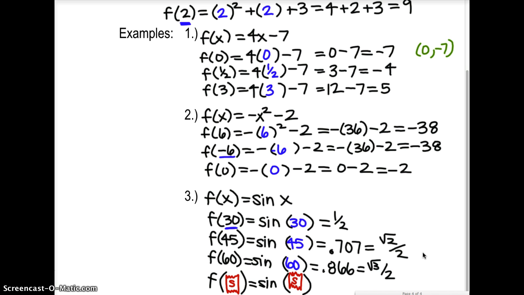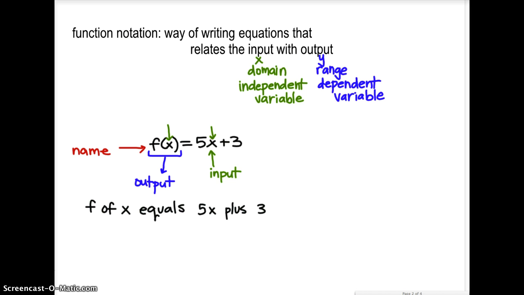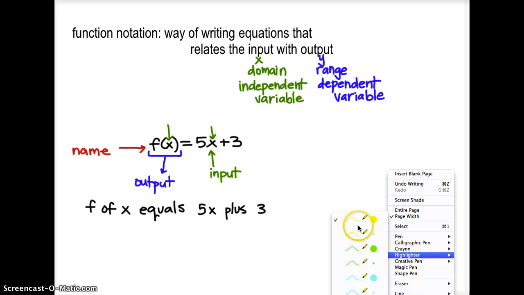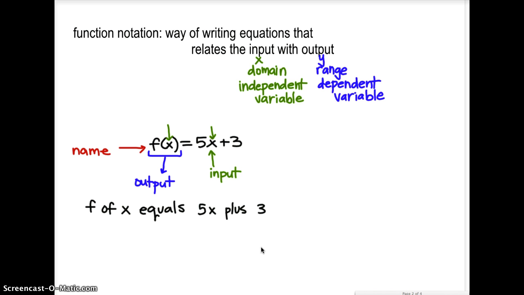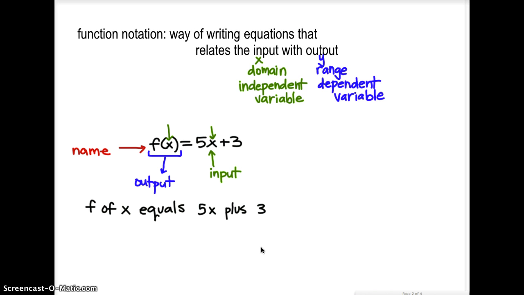If we go back, function notation is meant to relate input and output. Where's my highlighter at? Okay, relates the input with output. We substitute in what it tells us to substitute. The answer that we get is the output. Helps us write ordered pairs, right? That's why that x-y connection comes in. So function notation, not overly complicated. Just please be careful with identifying the input and then working with the input.